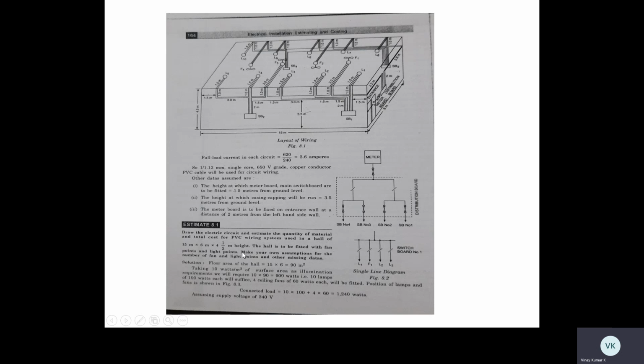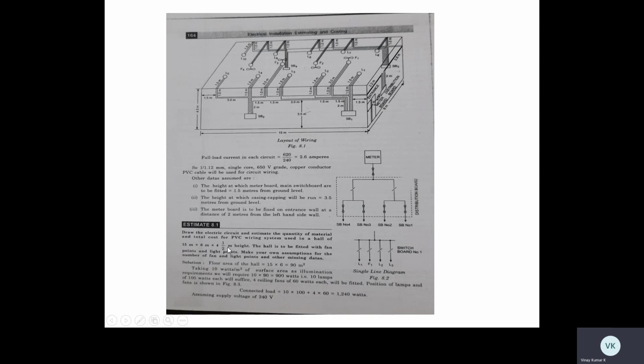PVC wiring system used in a hall. He has given the total hall length, breadth and height, that is 15 meter length, 6 meter breadth, 4.5 meter height. The hall is to be fitted with the fan points and light points. Make your own assumption for the number of fans, light points and other missing data. It is not given how many numbers we have to fit. We have to decide based upon our sub-circuit ratings.